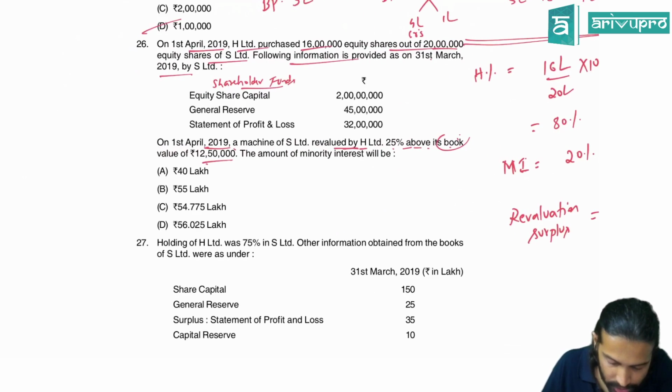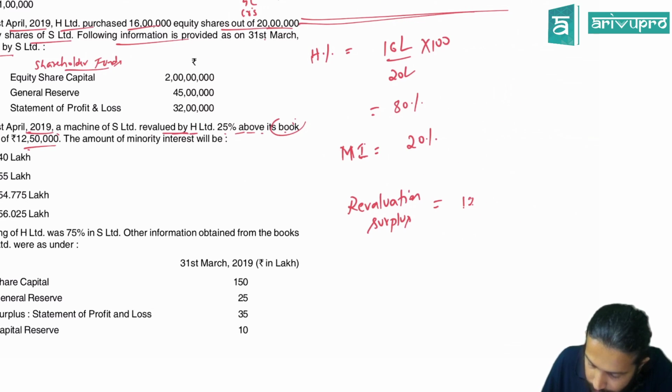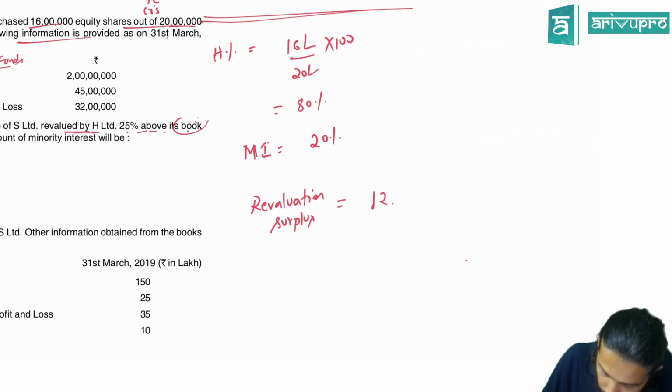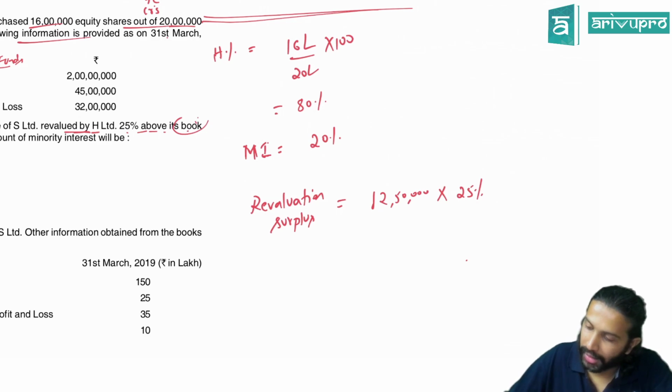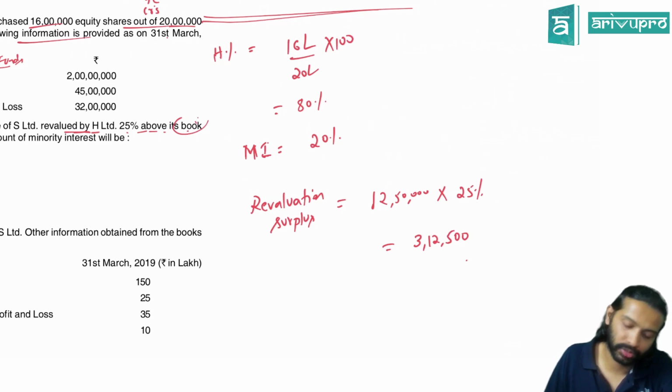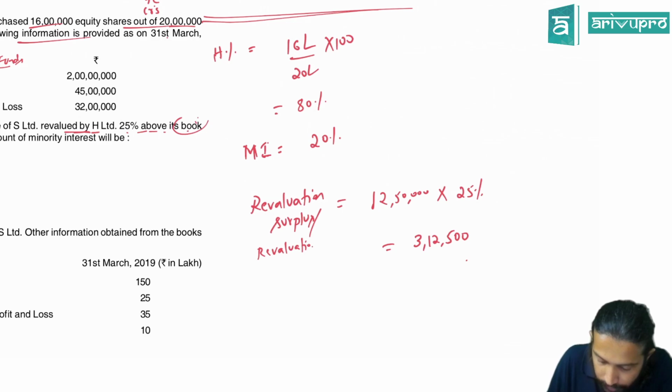Book value of the asset was 12,50,000. You revalued it upwards by how much? By 25%. That means how much is the revaluation surplus? 12,50,000 ka 25%, which will be 3,12,500. That is your revaluation surplus. Or rather, this is the revaluation reserve. You can call it revaluation surplus, or you can call it revaluation reserve. One and the same. Okay.